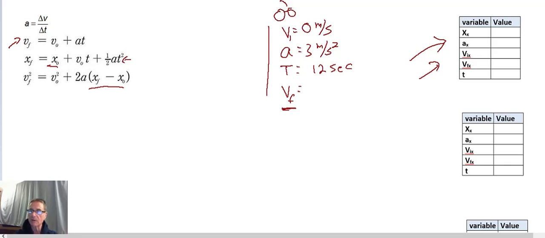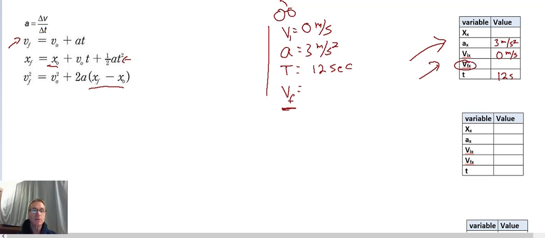There we go. Let's put these over here where they belong. So 0, and maybe I do have room, meters per second, and 3 meters per second squared. What else do I have? I have a time of 12 seconds. Okay, and that's all the information I've got. What I'm looking for is V final in the x direction.